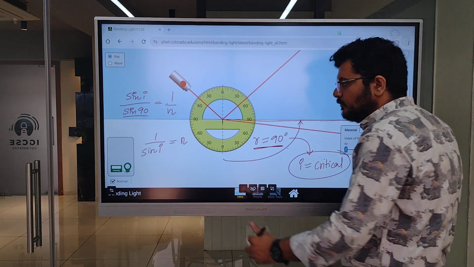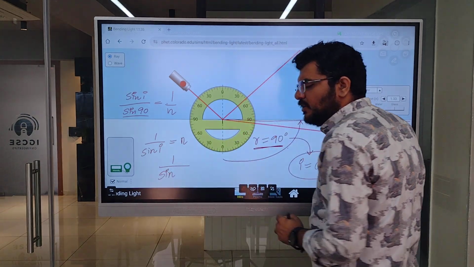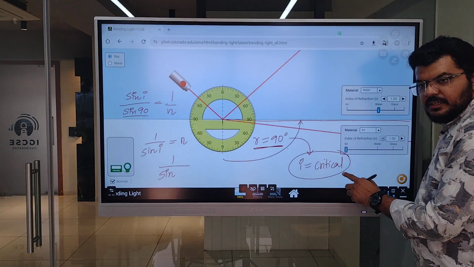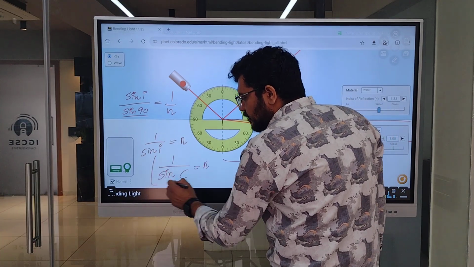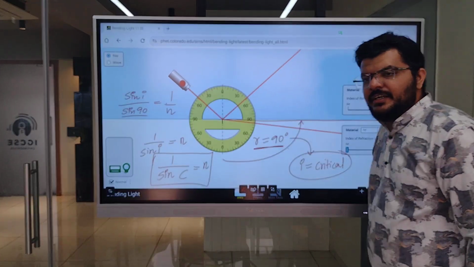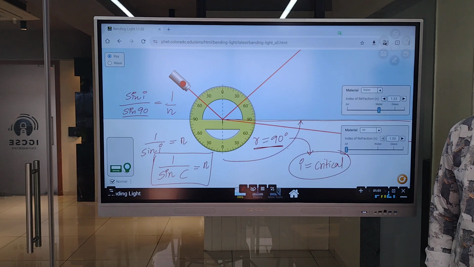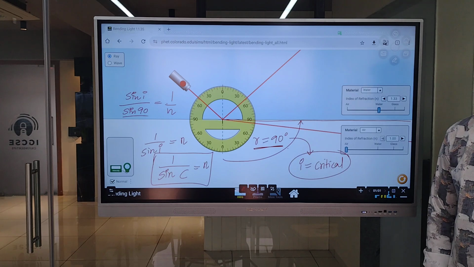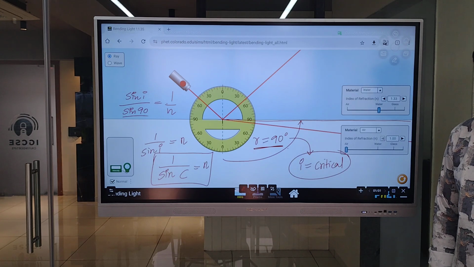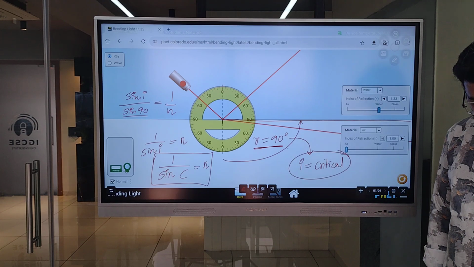So, can I write 1 upon sine? What is the name given to this incident angle? Critical angle. So, I will write 1 by sin C is equal to n. So, sometimes if the refractive index is given, I can find a critical angle for which no light can go into the rarer medium anymore. Makes sense? Do you want to write this formula? 1 upon sin C is equal to n.